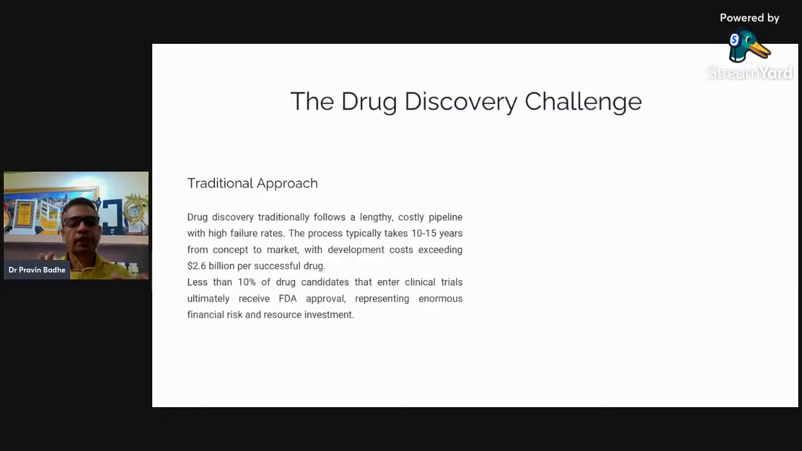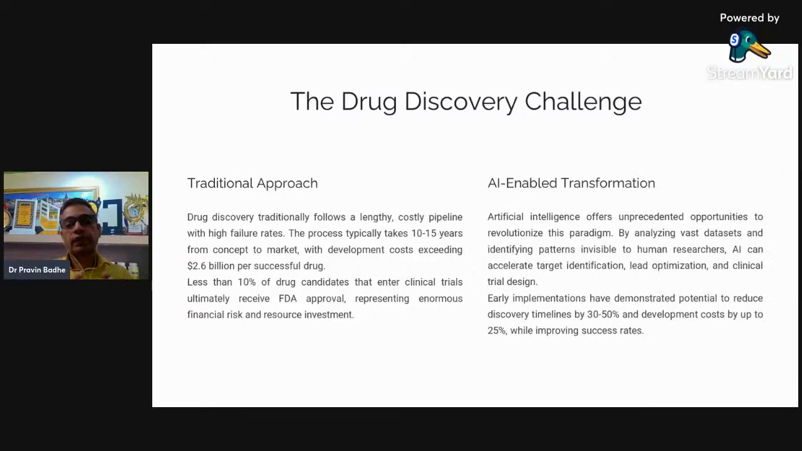If you look at the data, less than 10% of the drug candidates actually enter the clinical trial, and then they will receive FDA approval and go into the market. And then in the market, pharmacovigilance is happening, and if the drug is found to have a lot of side effects compared to the positive, if they are having negative things, then it is again taken out from the market. So this is the traditional approach.